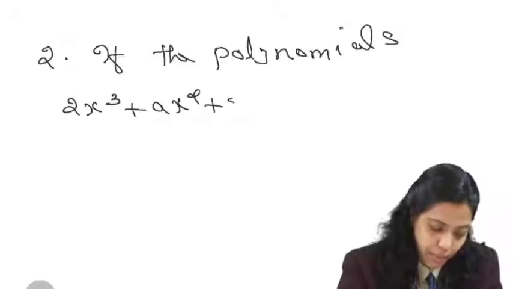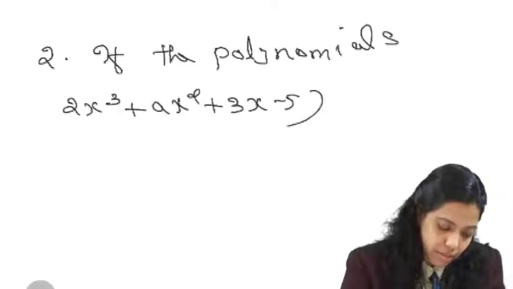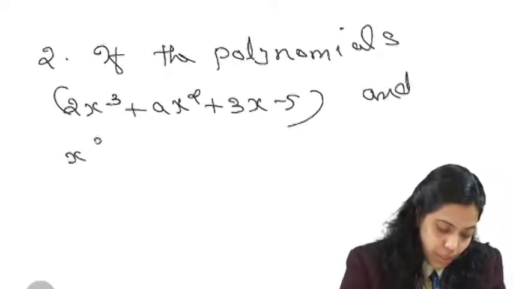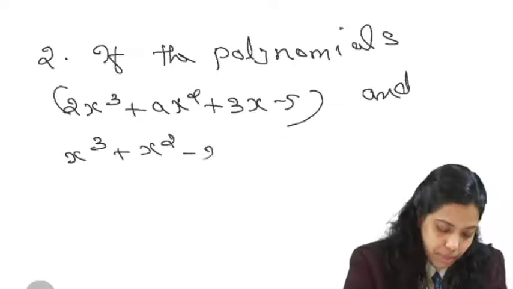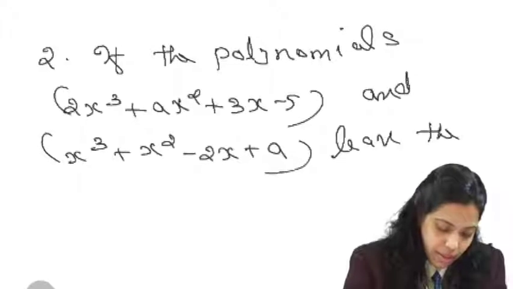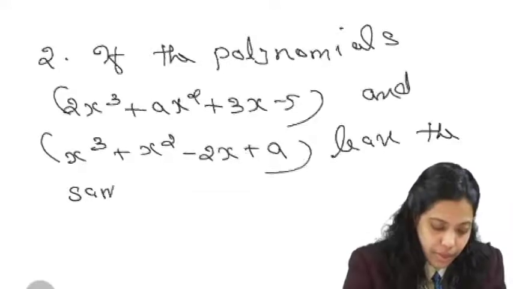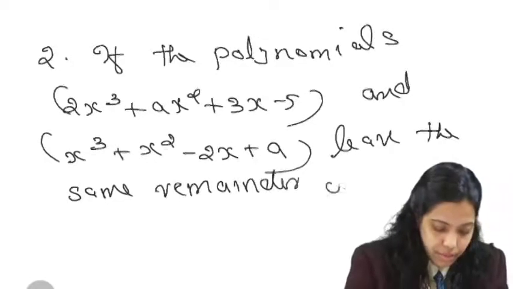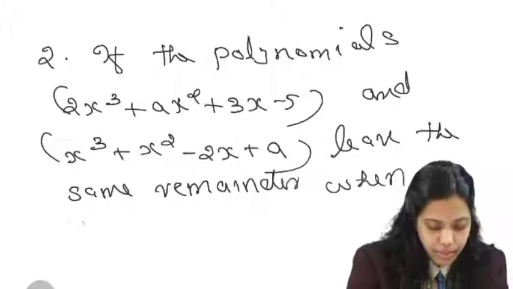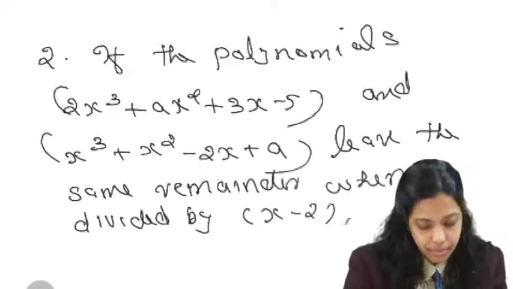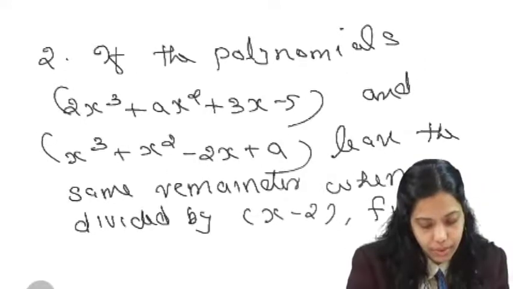It is: if the polynomials 2x cube plus ax square plus 3x minus 5 and x cube plus x square minus 2x plus a leave the same remainder when divided by x minus 2, find the value of a.